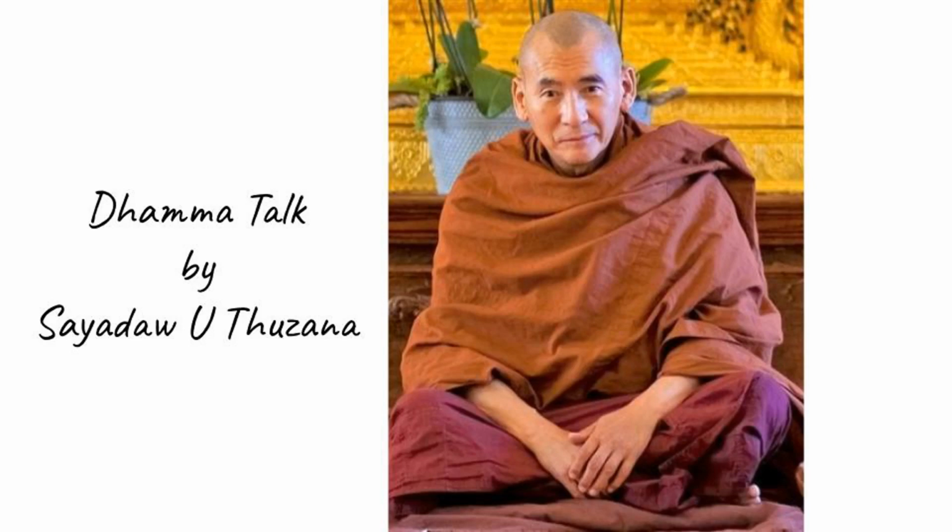And 7 Bojjhanga, 7 factors of enlightenment: sati sambojjhanga, dhammavicaya, viriya, piti, passaddhi, samadhi, and upekkha bojjhanga. You are developing these. And 8 Maggangas, 8 factors of the path, 8 factors you are very familiar with.